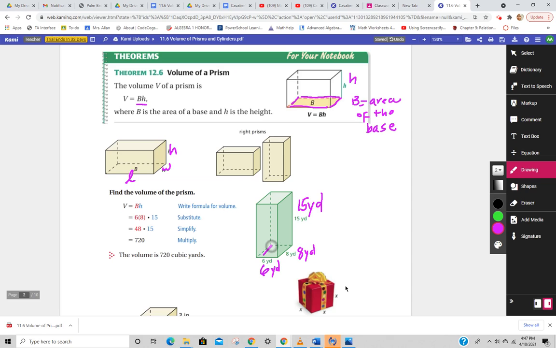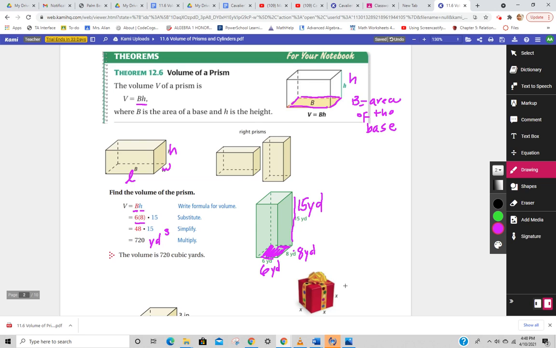So it's the base, which is this part right here, 6 times 8. So it's the base times the height. Well, the base is 6 times 8, so that's what we have here, 6 times 8 times the height, which is 15. So 6 times 8 is 48 times 15. That's 720 yards cubed.